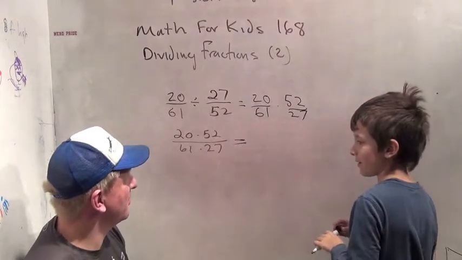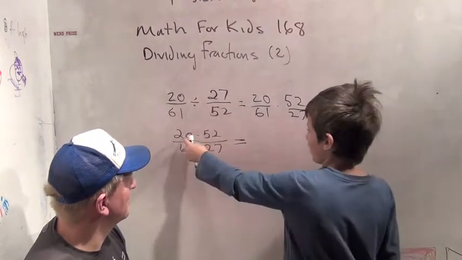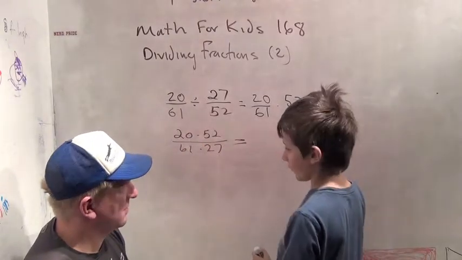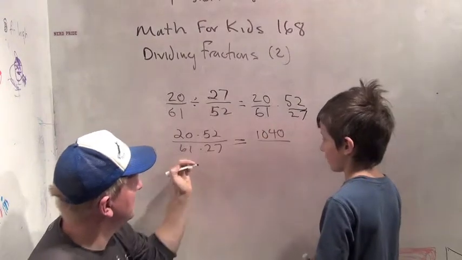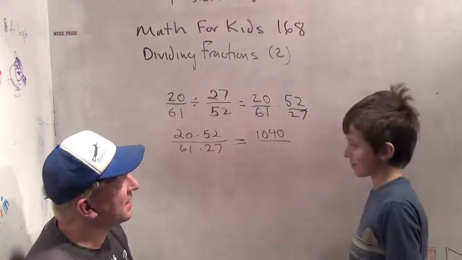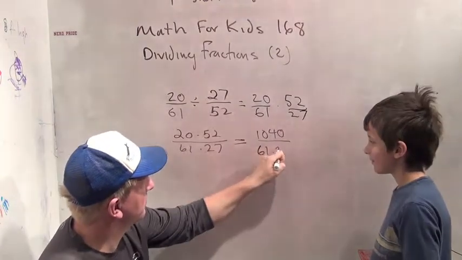Do you know what 20 times 52 is? Yeah, you do. It's 1040. That one's at least easy to multiply. 61 times 27 is not the easiest multiplication that anybody's ever done. So we'll just leave it as 61 times 27.